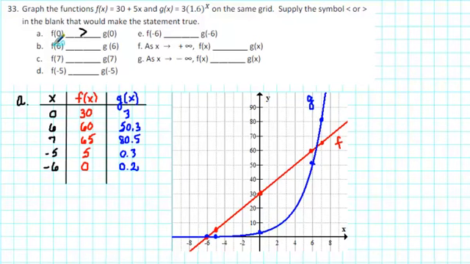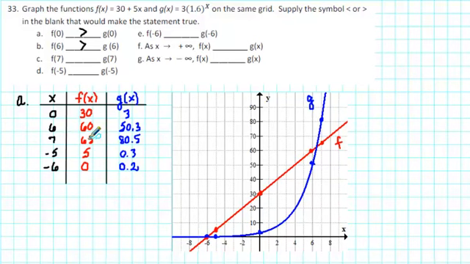Next, we want to compare f of 6 with g of 6. Well, f of 6 is 60 and g of 6 is 50.3. 60 is bigger than 50.3, so f of 6 is greater than g of 6. And if we look at x is equal to 6, we see that the graph of f is still above the graph of g.